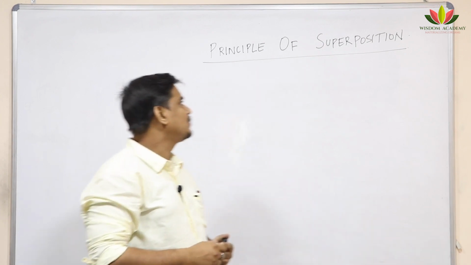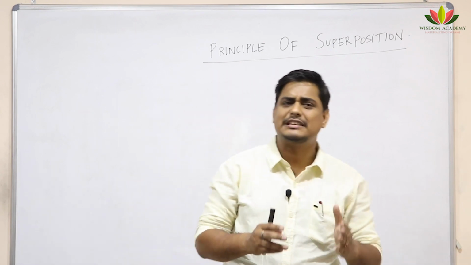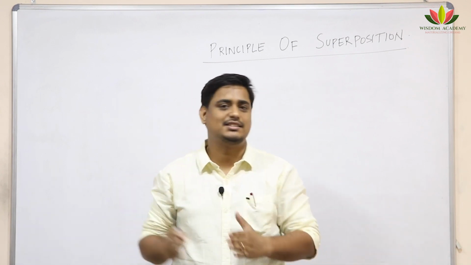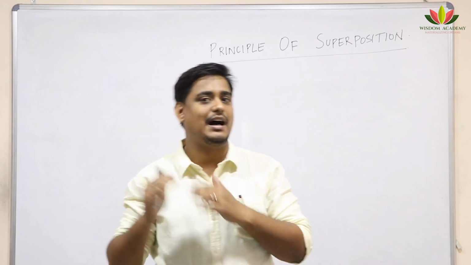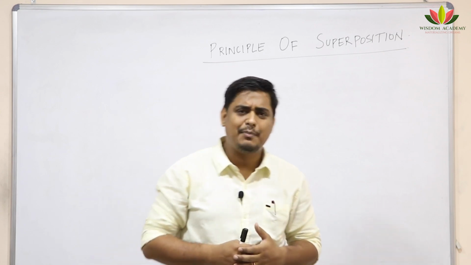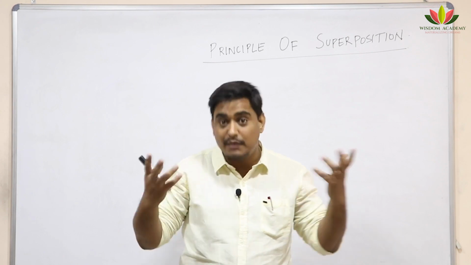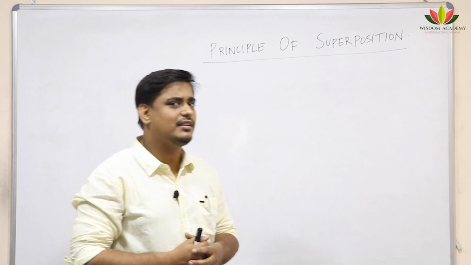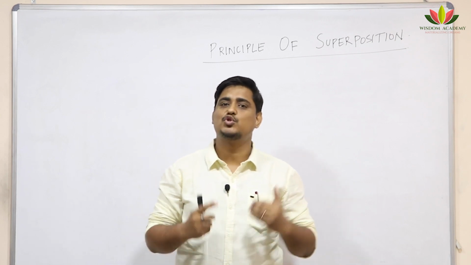Coming back to principle of superposition, what we learned in Coulomb's law. Coulomb's law was given for only 2-point charges, if you remember. It was F is equal to K q1 q2 by r square. Do you ever think what will happen if there are more than 2 charges? If there are 3, 4, 5, n number of charges, then can we apply Coulomb's law? We can apply with the help of principle of superposition.